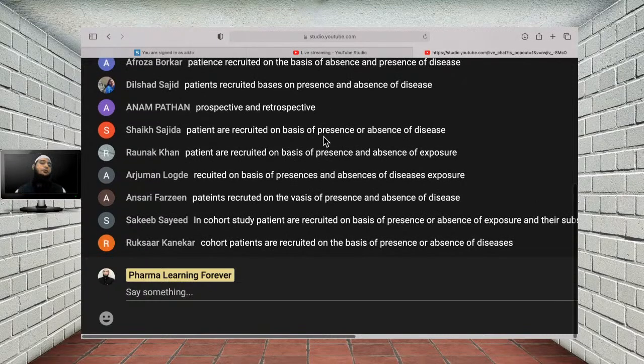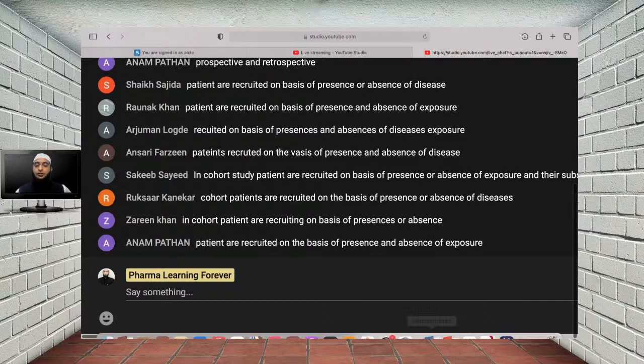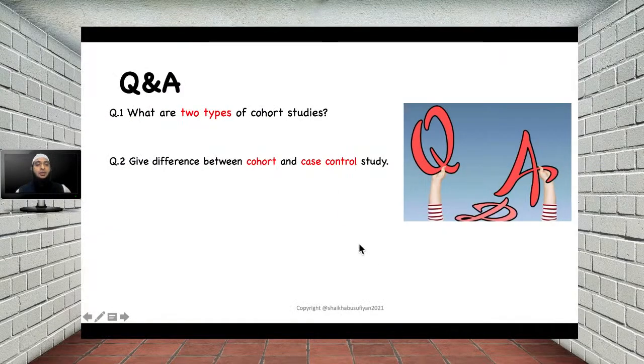Whereas in case of the cohort study you are recruiting the patients on the basis of presence or absence of exposure, whether those patients are taking the drug or those patients are not taking the drug. So exposure means they are taking the drug. Okay, so this is the basis of recruitment of the patients in case of cohort and case control study. So on that basis you can distinguish between these two study designs.